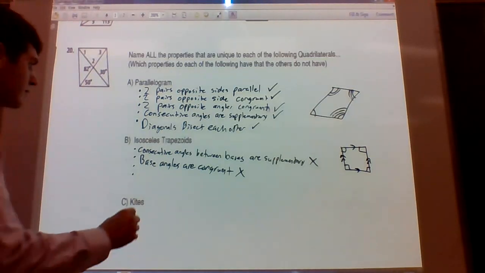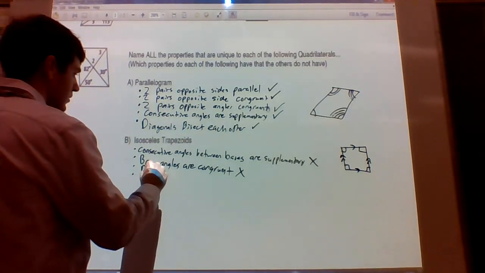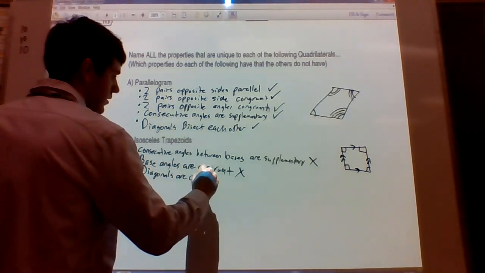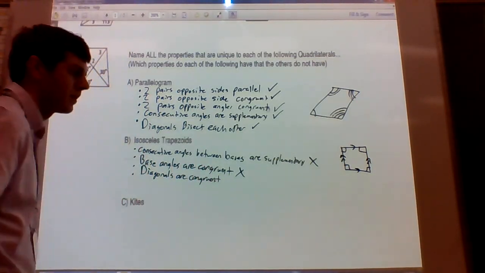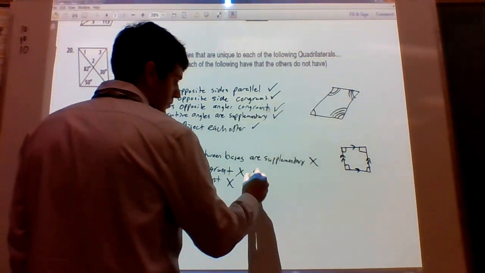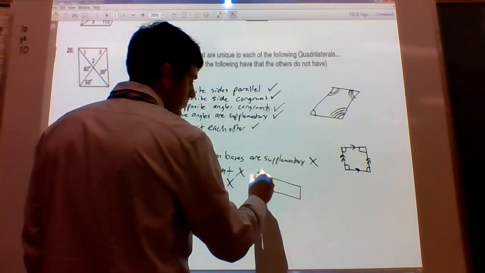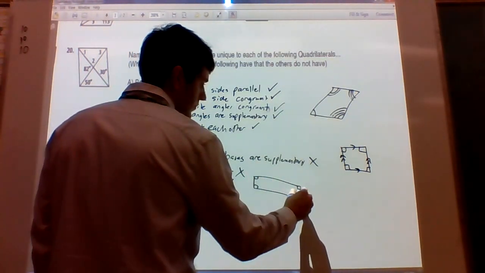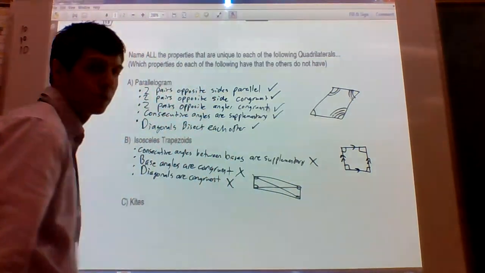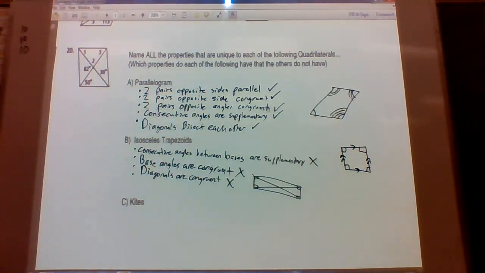We also know diagonals are congruent. But we know in a rectangle, the diagonals are congruent as well. So we know that one's not a unique property.